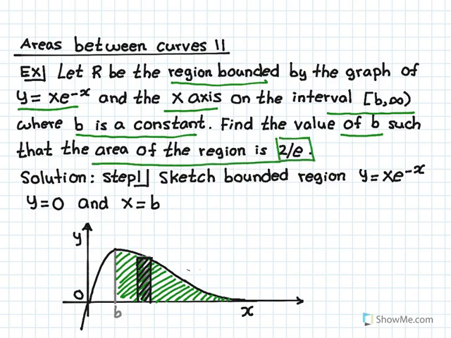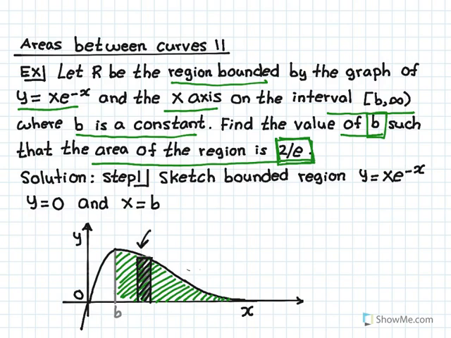Now, this is an inverse type of question. Usually, they ask us to find the area. But in this question, we're given the area to be 2 over e, and we have to work backwards and find the value of b such that the area is 2 over e. Like usual, we will start with a sketch.